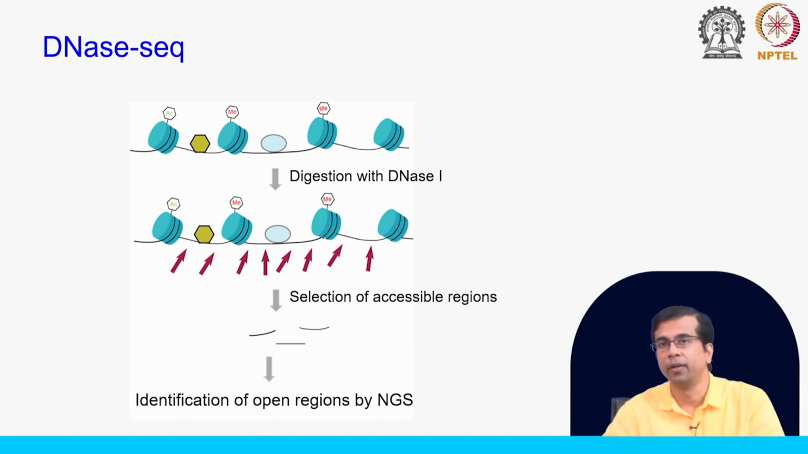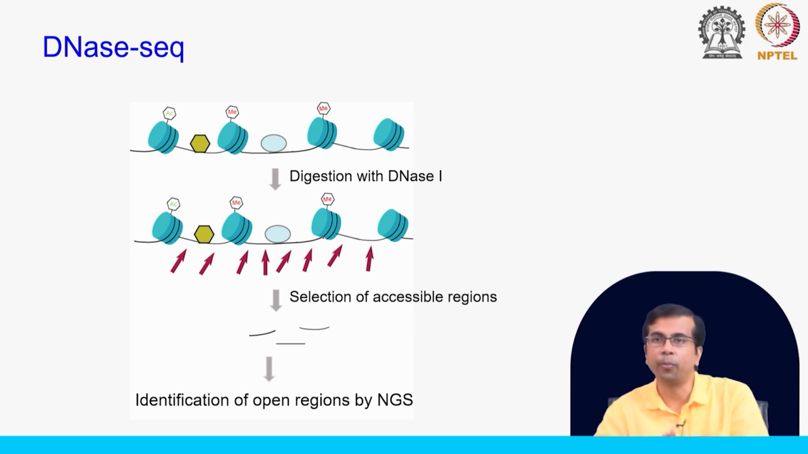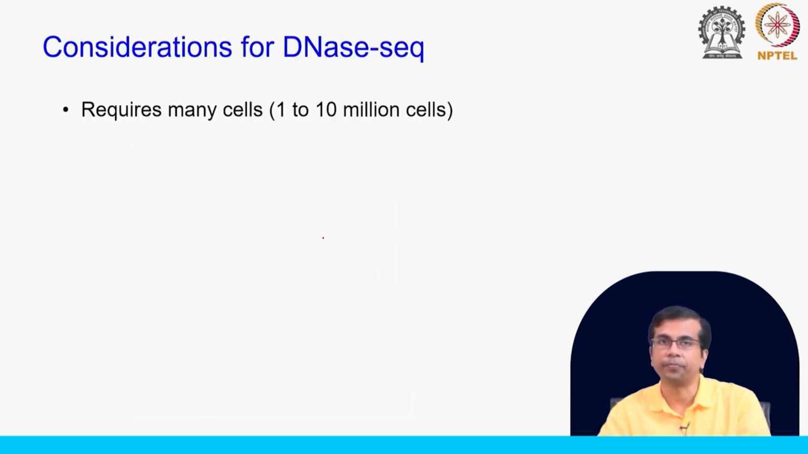So, we will select for some size that is appropriate, not too short, not too long. So, we will select at the end these regions that are actually open. These are not occupied by nucleosomes or by transcription factors. And then we will sequence these site selected fragments by NGS, and this will help us identify the open regions or open chromatin.